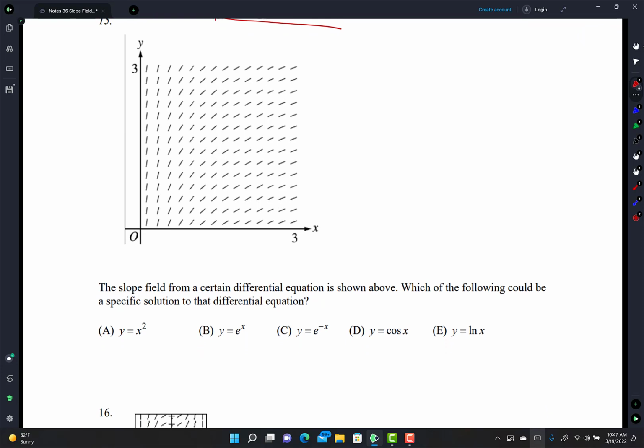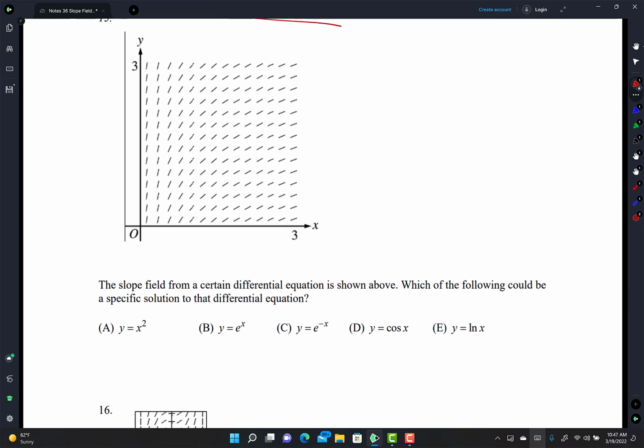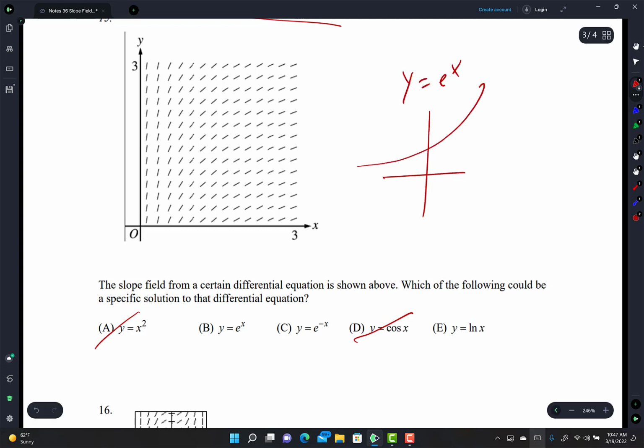There's 2 answer choices that are just ridiculous. What 2 answer choices should you delete right off the bat immediately without thinking? Yeah, cosine and I think the parabola, the x squared. I don't see any parabolas in there, and I don't see this going up and down, up and down. I think I could also, if you know y equals e to the x looks like this, does that look like that? No. Y equals e to the negative x looks like this. Does that look like that?